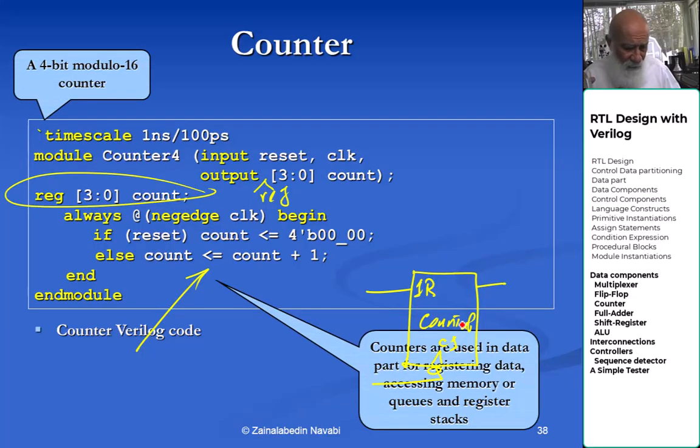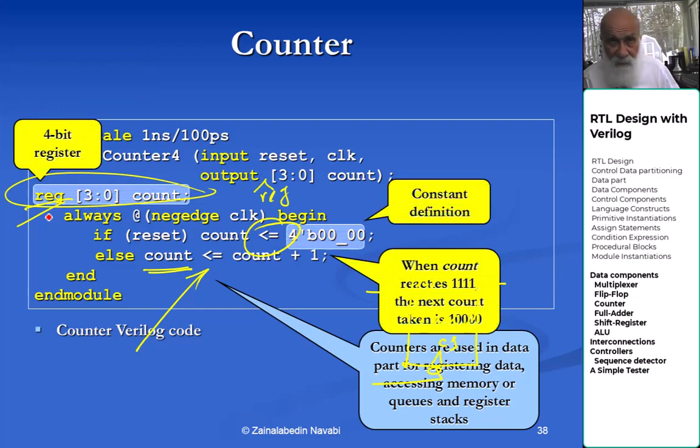And notice that I'm also using non-blocking assignment, meaning this arrow. Again, see that anything on the left hand side is declared as reg, and the always block here is describing a sequential circuit.